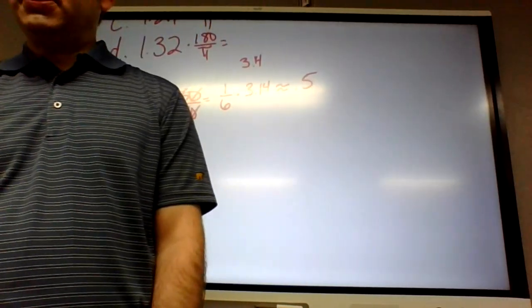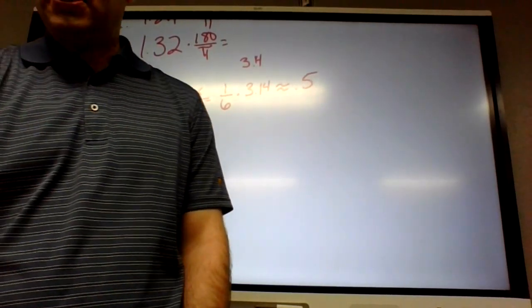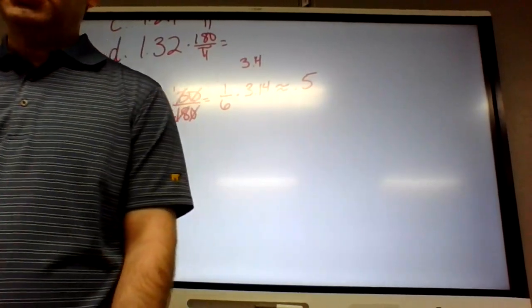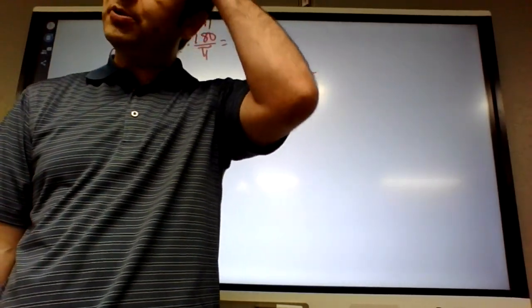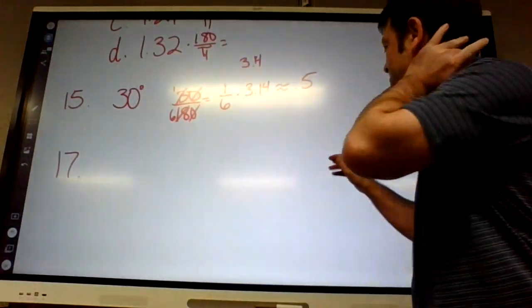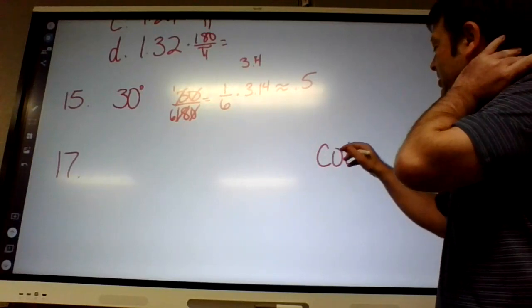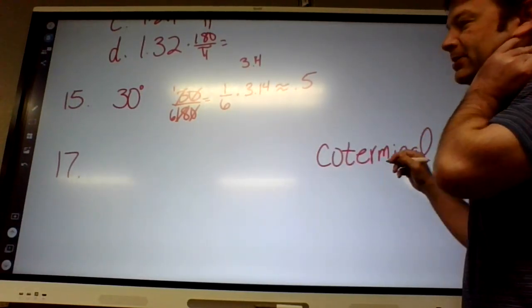Okay, 17. It actually gets kind of easy on 17. Well, the whole thing's been easy. Just jinxed it. So it says find two angles, one positive, one negative, that are coterminal with each given angle. You guys remember what I said coterminal meant? It's the same place. They stop at the same spot.